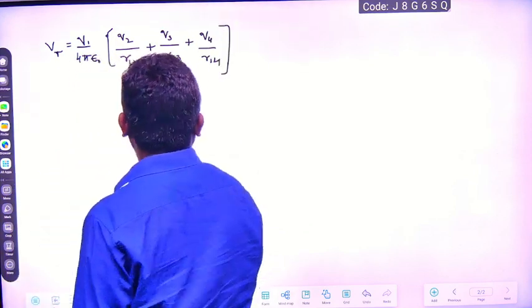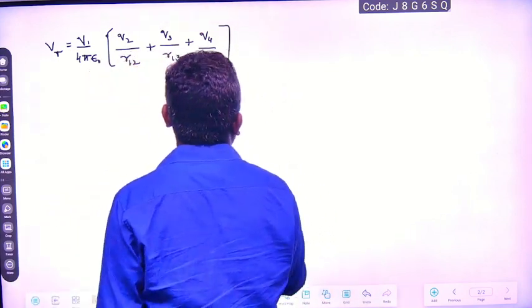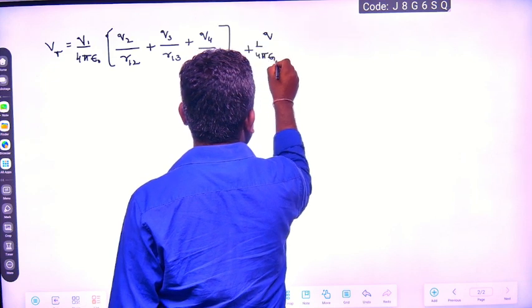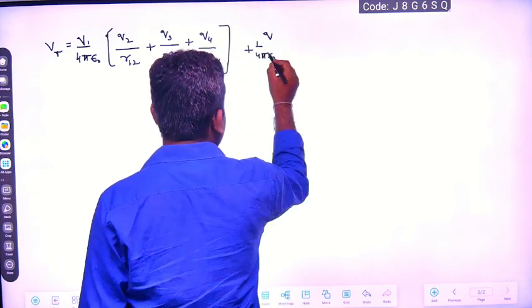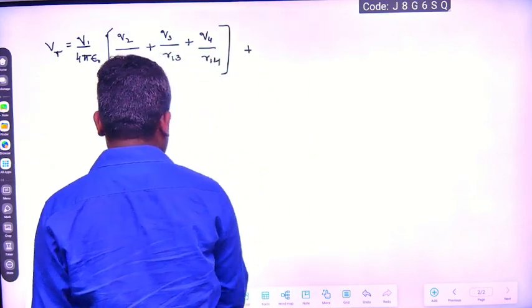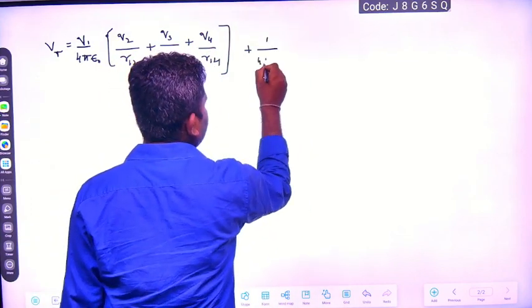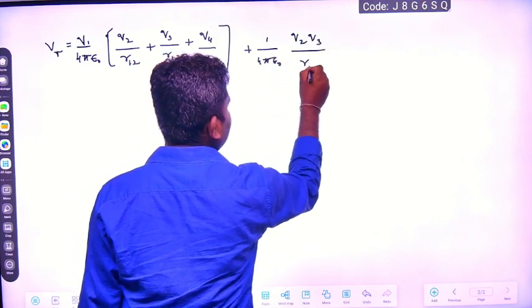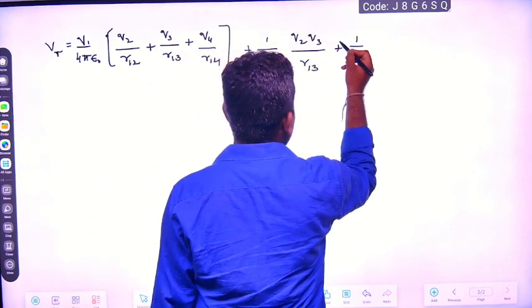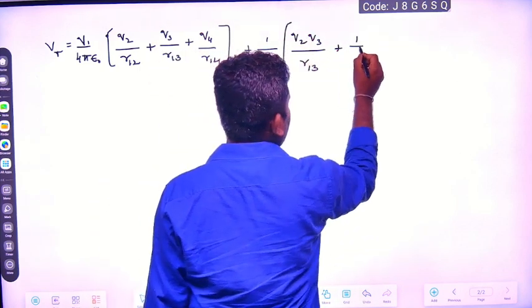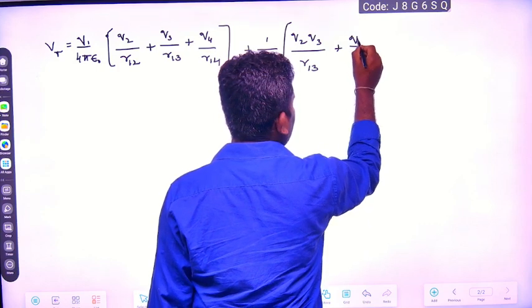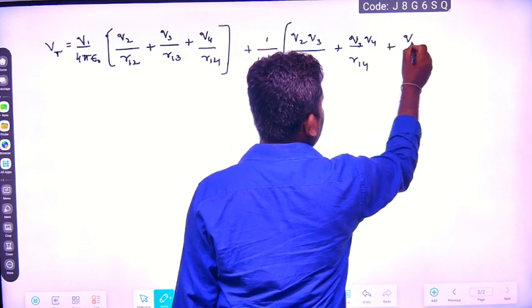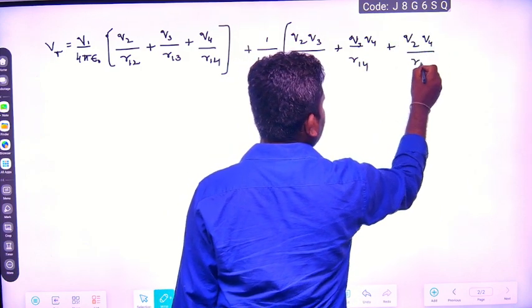Next, plus 1 by 4 pi epsilon naught Q2 Q3 by R23, plus 1 by 4 pi epsilon naught Q3 Q4 by R34, plus Q2 Q4 by R24. I will take the common factor here also. This is the total potential.